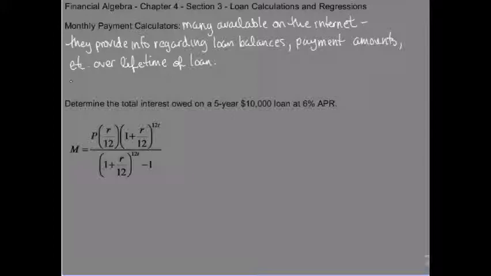So what you'll do is you go online and you'll enter, say you're going to take out a $10,000 loan with an APR of 7.5% for 5 years. And then you enter that and then you get info.